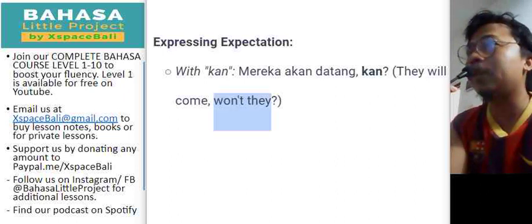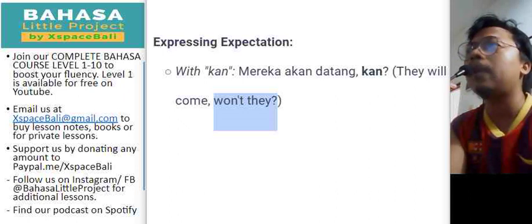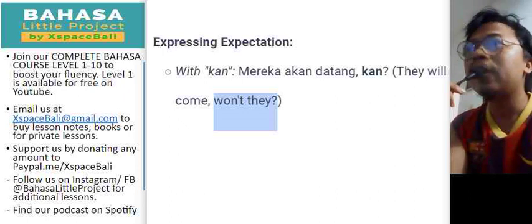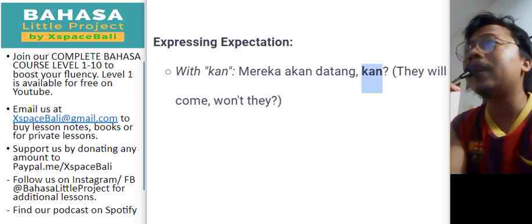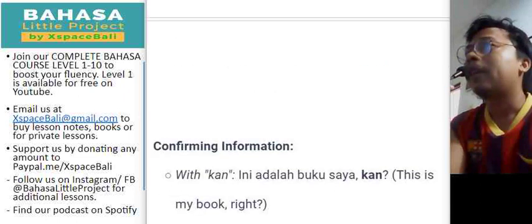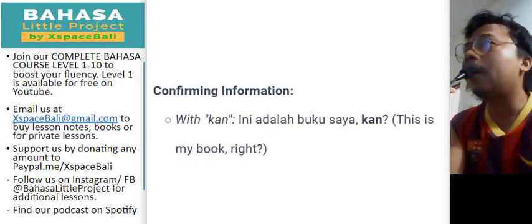And this is just another example to give you further understanding of what we have discussed. They will come, won't they? So again, this is a tag question. And if we want to create a tag question in Bahasa Indonesia, you know what to do. We need to use kan, exactly. So, mereka akan datang, kan? They will come, won't they? Of course, this is used to express expectation.